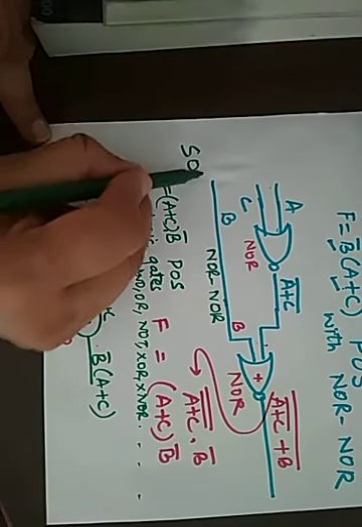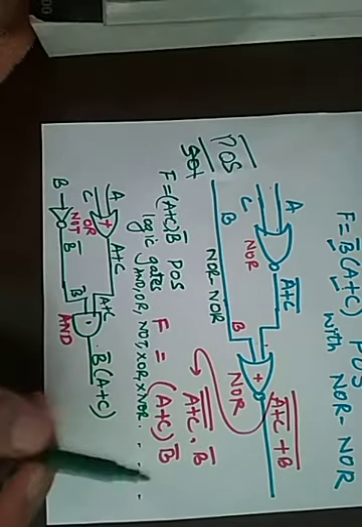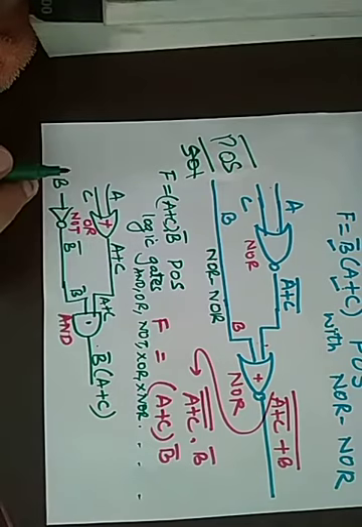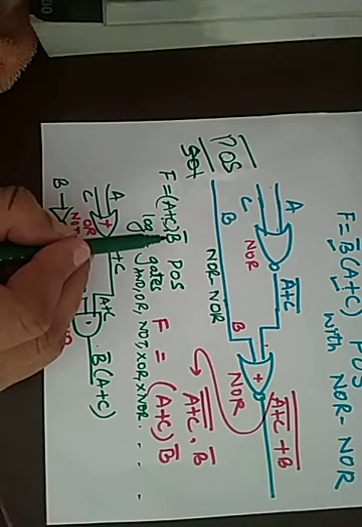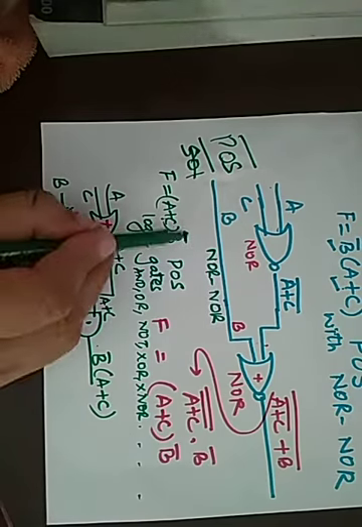So this is the example of POS function implementation with NOR or with any basic logic gates. So the gates used were OR, NOT, AND. OR for the plus function, AND for the dot function, NOT for the bar function.